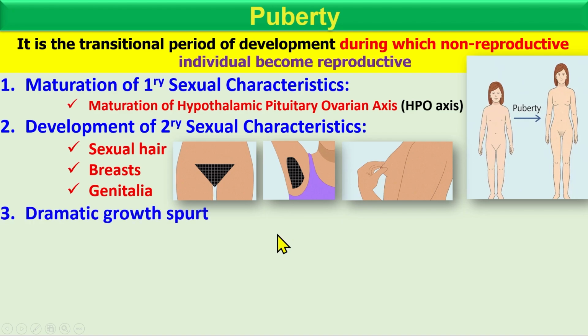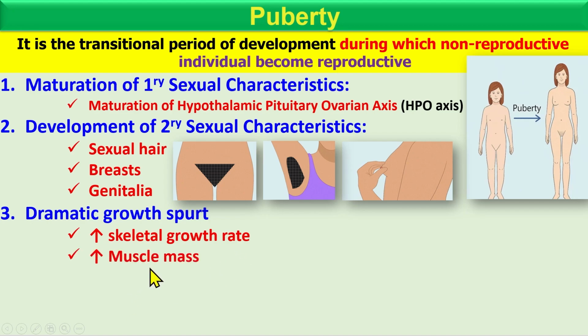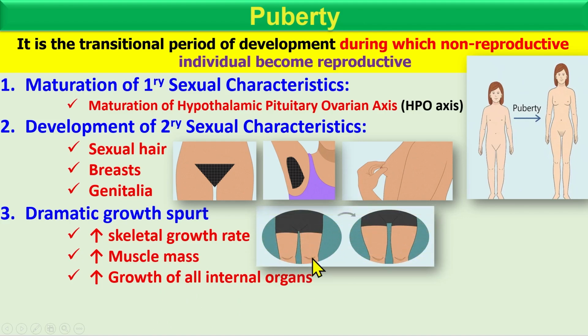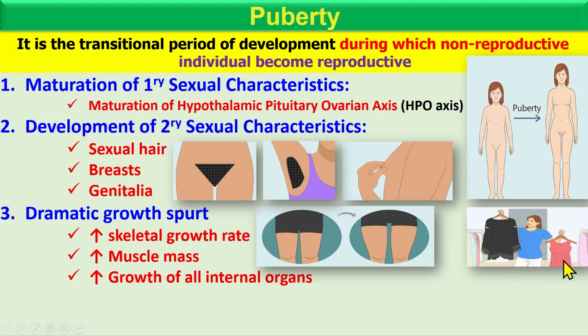Then number three is the dramatic growth spurt. There are growth changes, so there is an increase in skeletal growth rate. The height is going to increase, the muscle mass is going to increase, and there is growth of all the internal organs. So this is the third change during this period. Here you can see the muscle mass and the difference in the adult, and you can see the size of the clothes is going to increase. So increase in height, increase in muscle mass, increase in all internal organs.